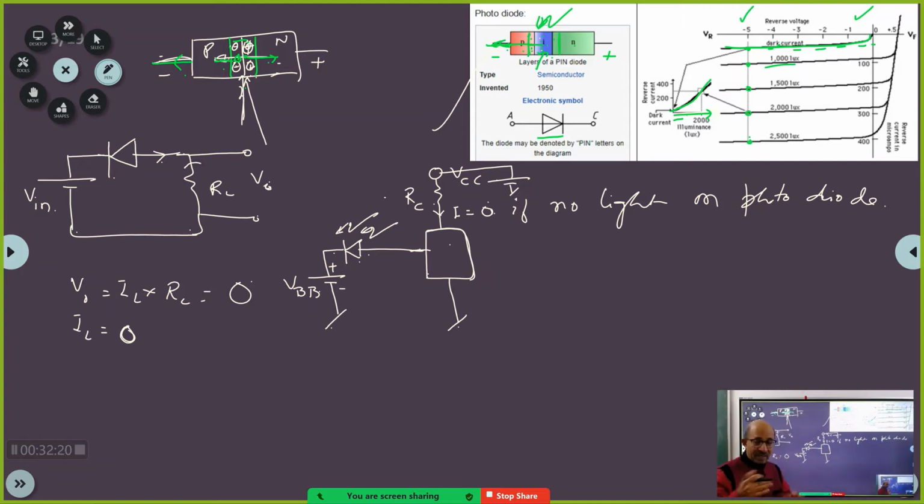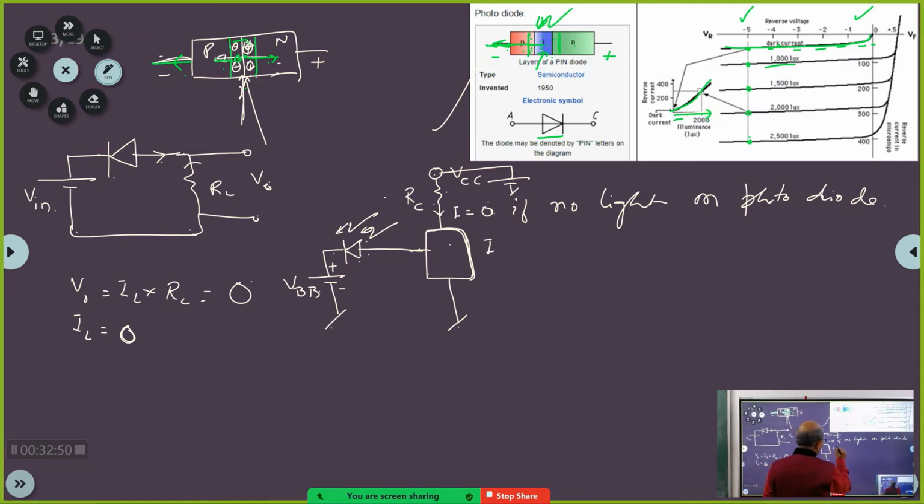Now you should understand, you should go with me, you should not go ahead of me. Otherwise I will get distracted, you will get distracted. What did I tell you? Consider some device. I didn't tell you what the device is. I have put a resistor and given some supply voltage to this. And no current is flowing in this if no light is falling on the diode. Got it? Just follow this. No light is falling, no current.